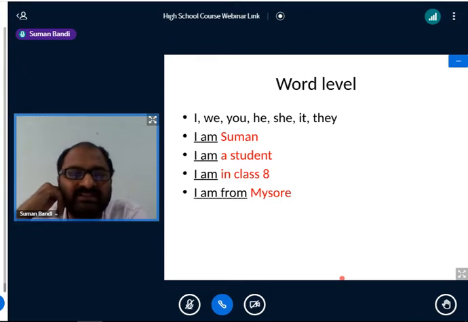So just take one sentence at a time and say, I am Suman. What does this sentence mean? You can actually do this discussion in the mother tongue. Mother tongue can be a very good tool while teaching English. Right? It can be a good scaffolding tool. Now, many teachers have this wrong impression that mother tongue should not be used in the English class at all.